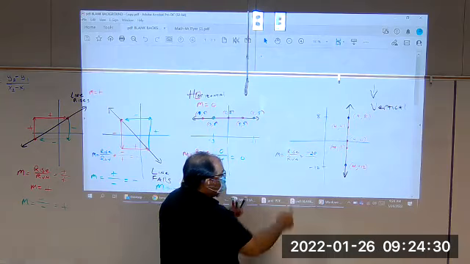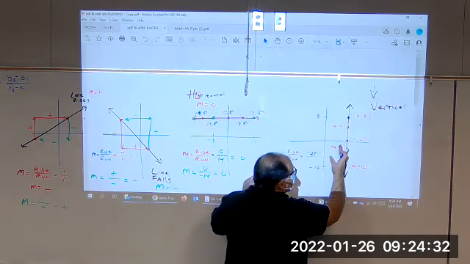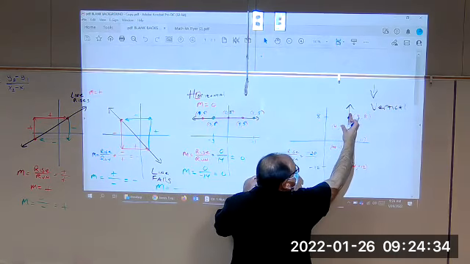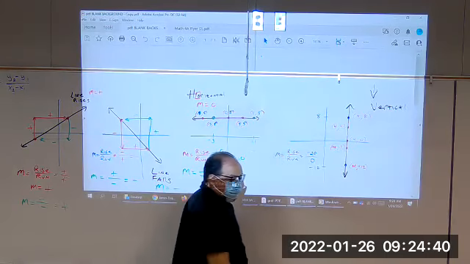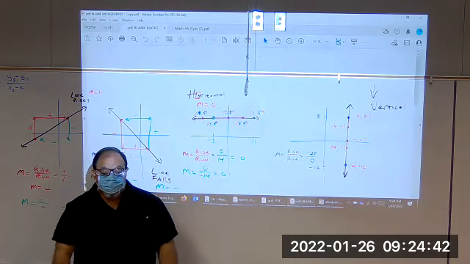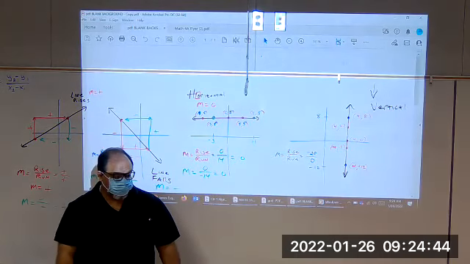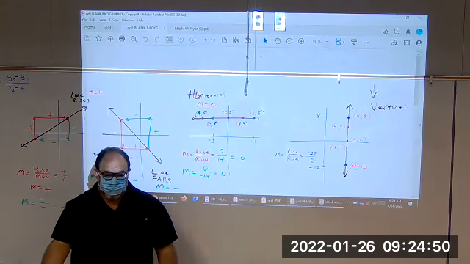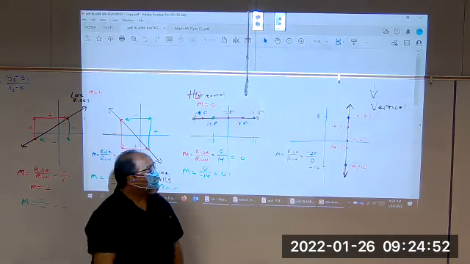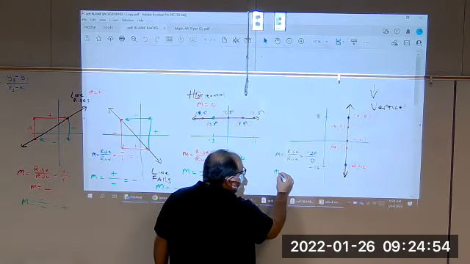Over the run, the change in the x's. Well, this x is at 4, this x is at 4. So how much did it change left and right? 0. There's no change in the x's at all. There's no run. Therefore, look what we have. A number divided by 0. And a number divided by 0 is undefined.